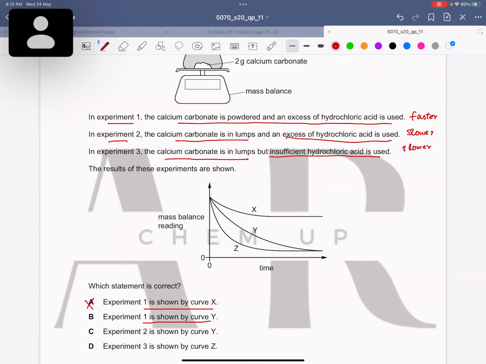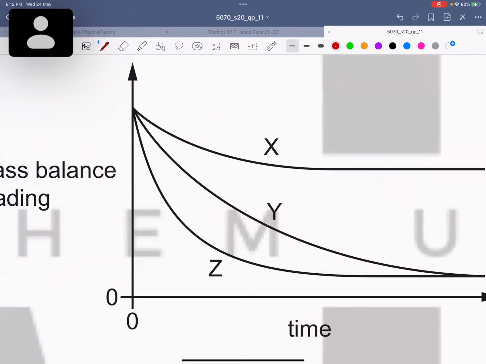Experiment 1 is shown by curve Y. If you compare curve Y and Z, which one has a greater gradient? Z or Y? Z would have a greater gradient. No, you just look at the shape. The more change you are getting, the more rapid change you are getting in the line, the more the gradient is.